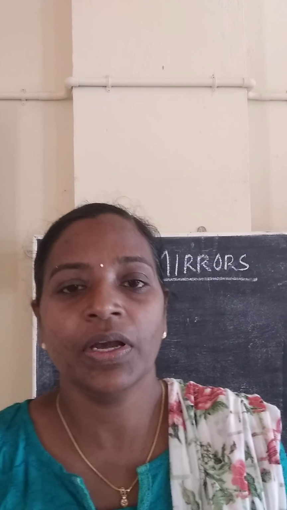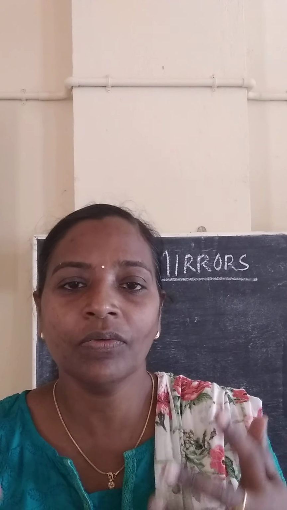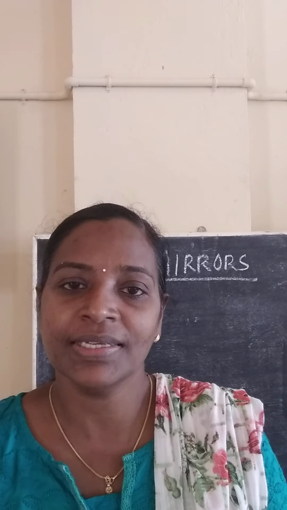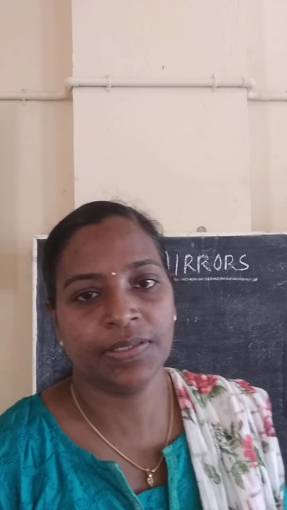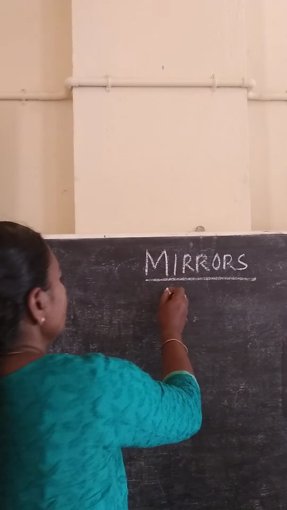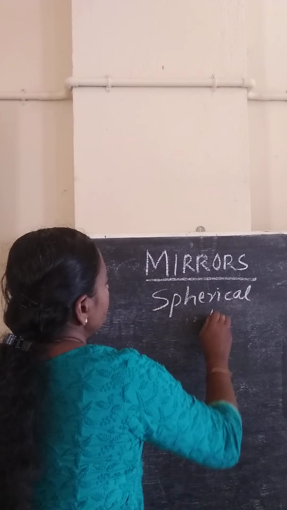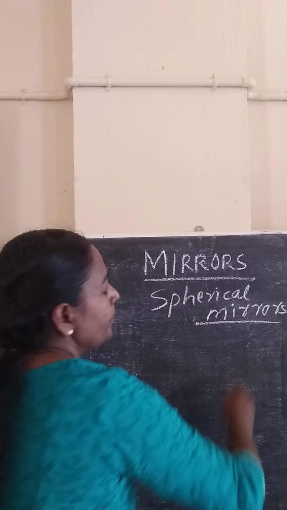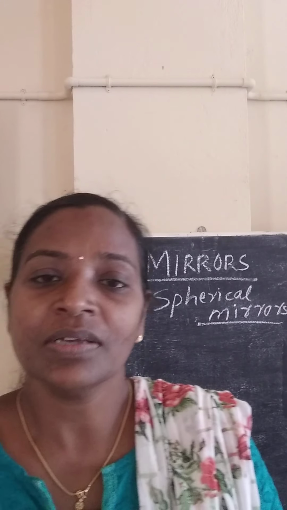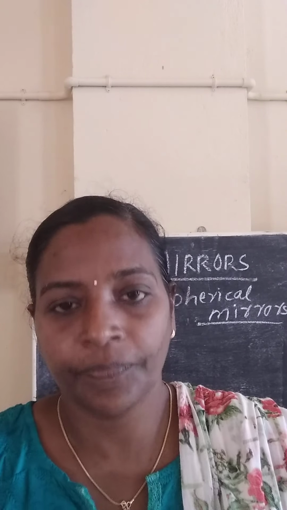In today's class we are going to discuss the other types of mirrors. We know what a plane mirror is, and now we focus on spherical mirrors. What are spherical mirrors? Spherical mirrors are a part of a sphere, or they are taken from a sphere.